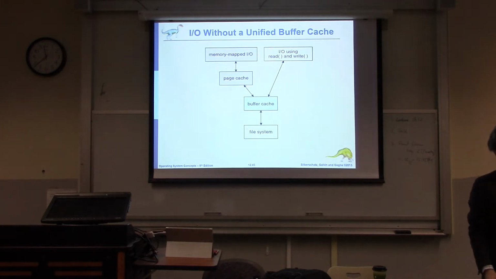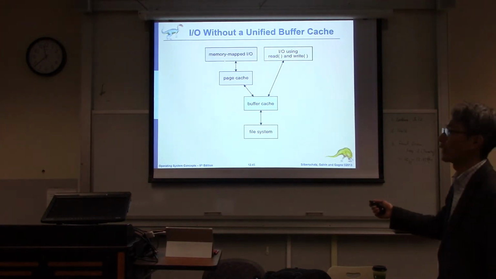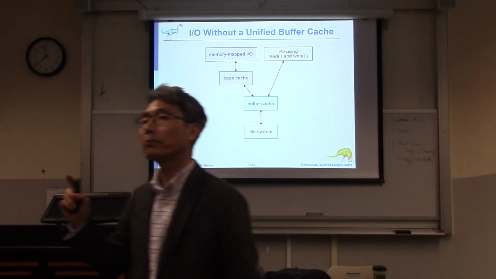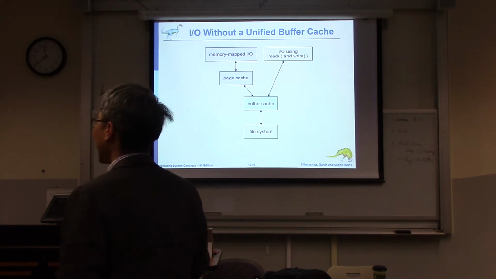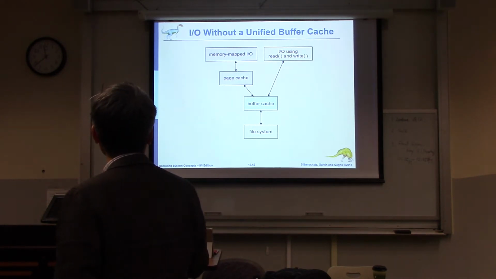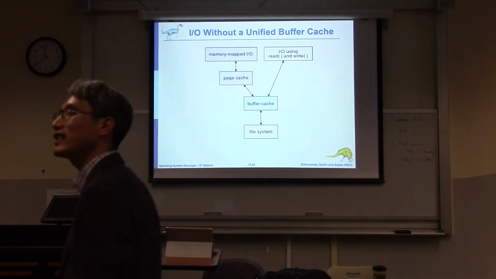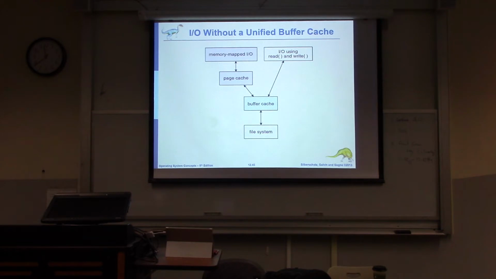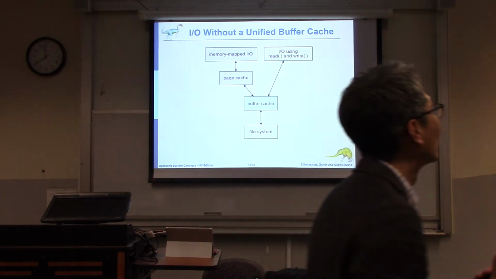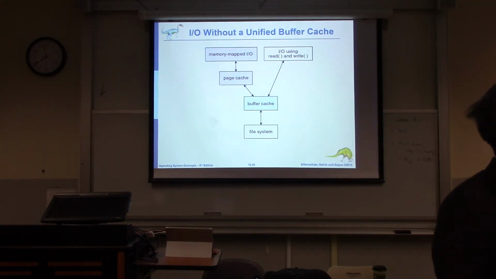Now, we talked about memory-mapped I/O last time. Memory-mapped I/O also has a page cache. Okay, memory-mapped I/O has its own page cache. We have the general file system buffer cache. It's called a double cache. Do you think a double cache is better or worse? Is it good or bad? Good? Overhead. It looks like it's bad? Overhead. Oh, overhead. If you do not know the answer, you can always say it depends.